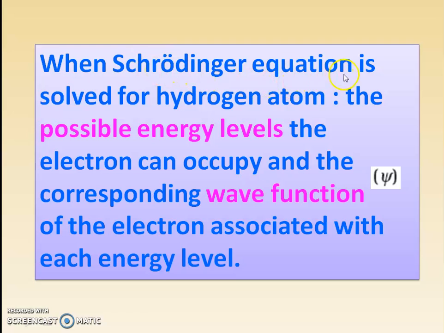So when this Schrödinger equation is solved for the hydrogen atom, it comes out with the possible energy levels that the electron can occupy and the corresponding wave function psi of the electron associated with each energy level. So when the Schrödinger equation is solved for the hydrogen atom, the element containing one electron, it gives the possible energy levels that the electron can occupy and the corresponding wave function, psi, of the electron associated with each energy level.